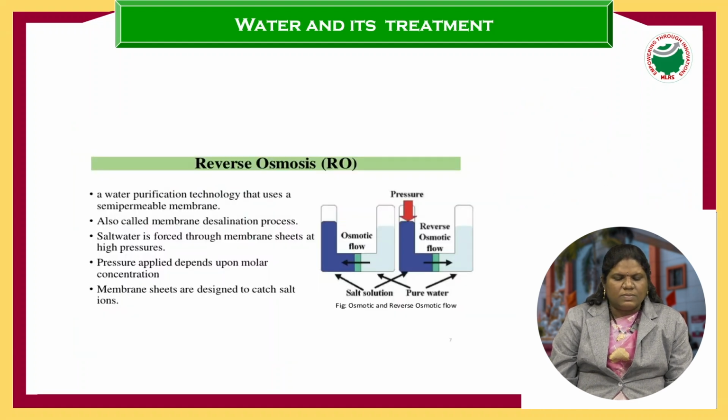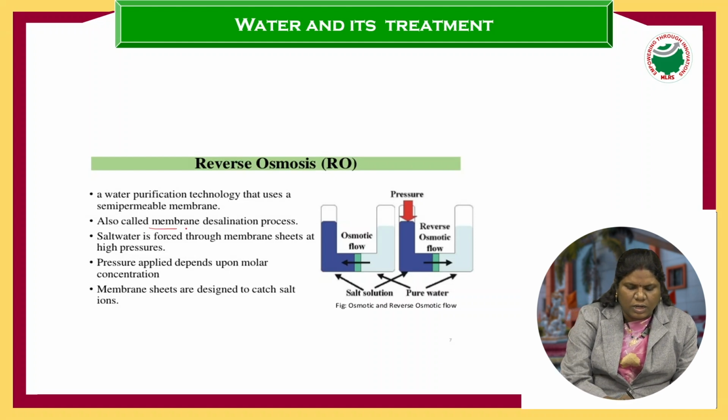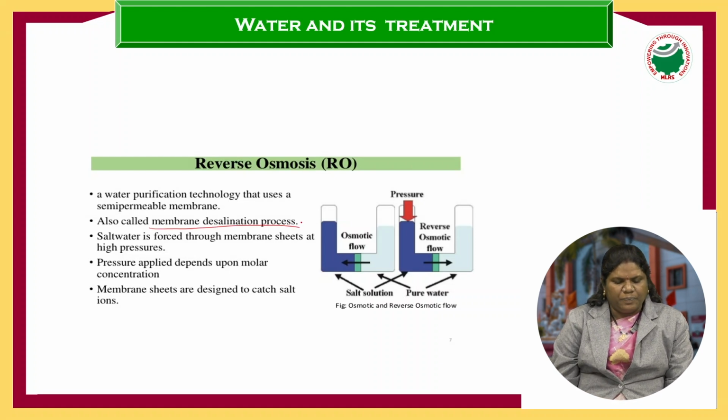Reverse osmosis, simply called the RO process, is a water purifying technology that uses a semi-permeable membrane. Here the organic polymers will act as the semi-permeable membranes. It is also called the membrane desalination process. Salt water is forced through membrane sheets at high pressures. The external pressure is applied on the salt water so that the water will come out, leaving the minerals and salts in the semi-permeable membrane.